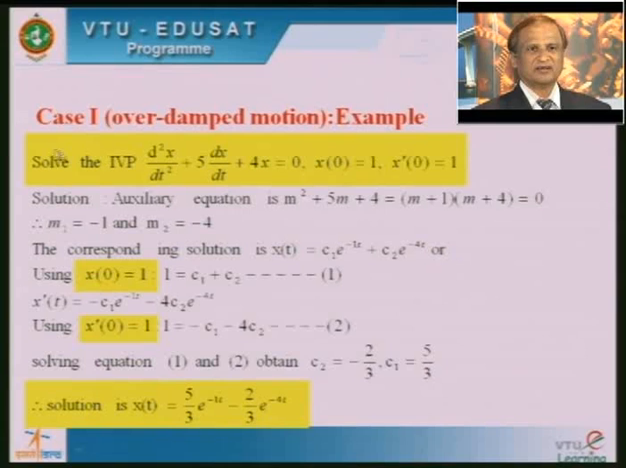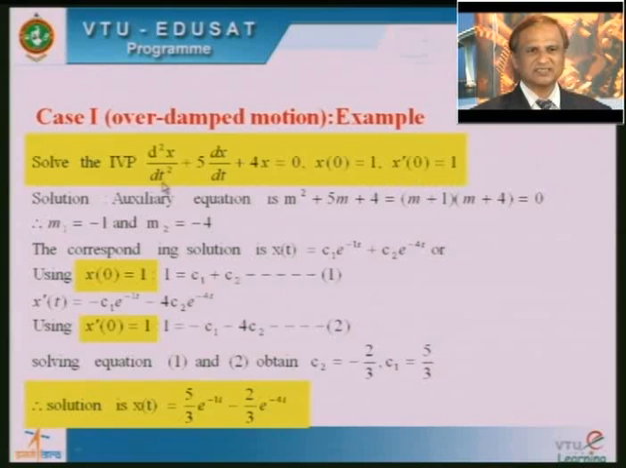Okay. Now I have planned to solve one such example. Solve the initial value problem d square x upon dt square plus 5 dx by dt plus 4x is equal to 0, and they have given the initial conditions x of 0 is equal to 1, x prime of 0 is also equal to 1.